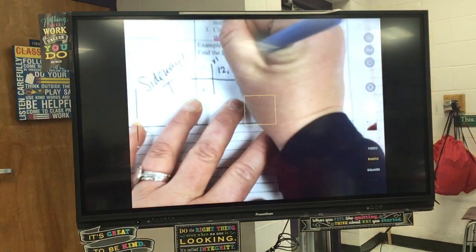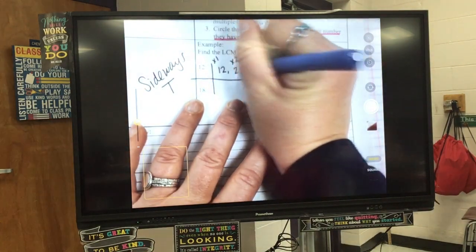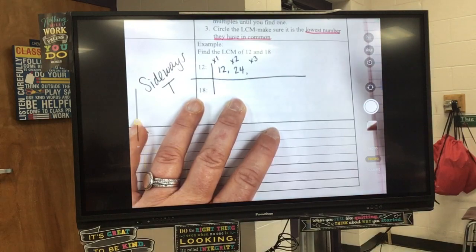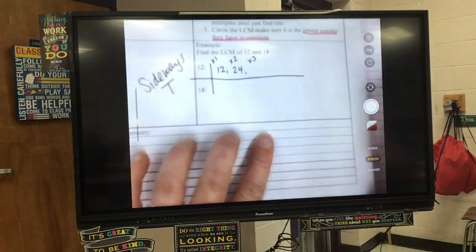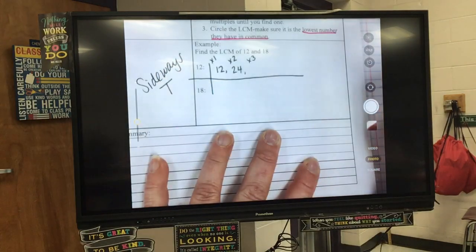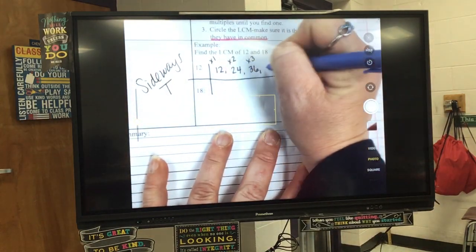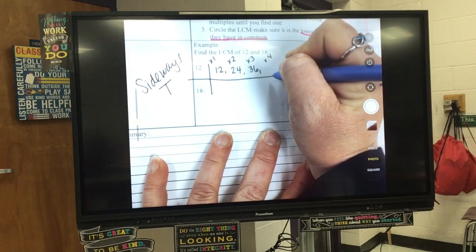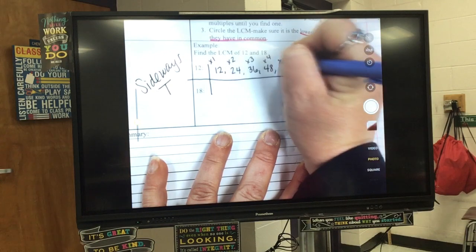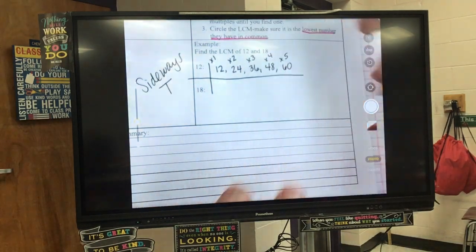All right, so 12 times two is what? 24. 12 times three? 36. 12 times four is about 48, and 12 times 5? 60. So I am stopping there.